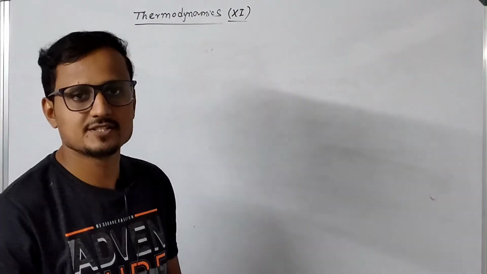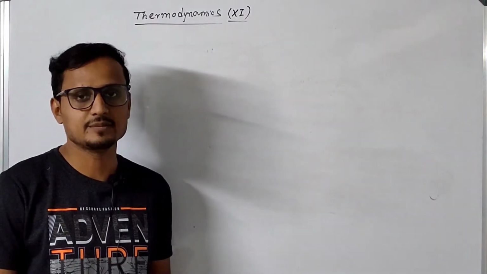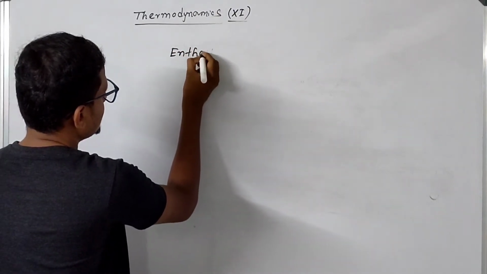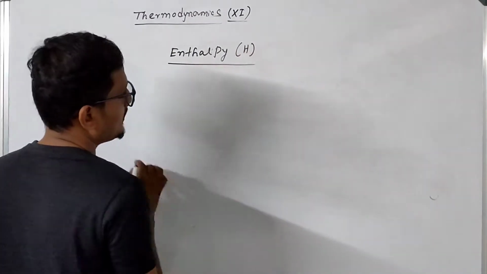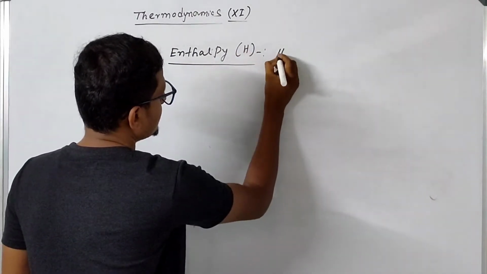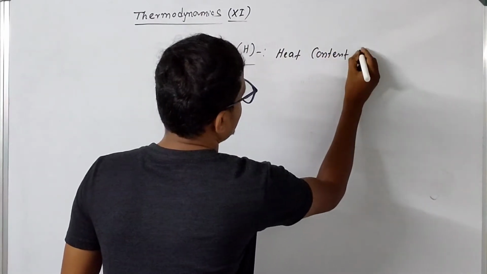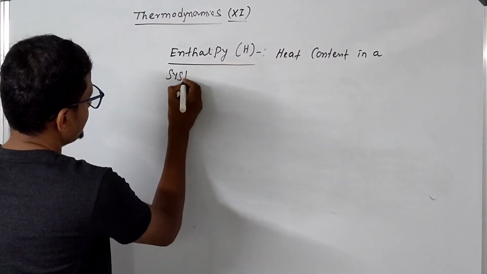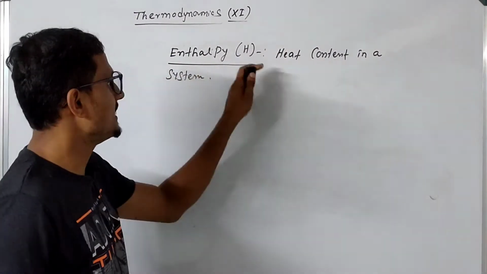Now enthalpy of a system is nothing but the heat contained of a system, and it is denoted by H. Enthalpy. It is denoted by H. Okay, it is nothing but heat contained in a system, or heat contained of a system, and is denoted by H.